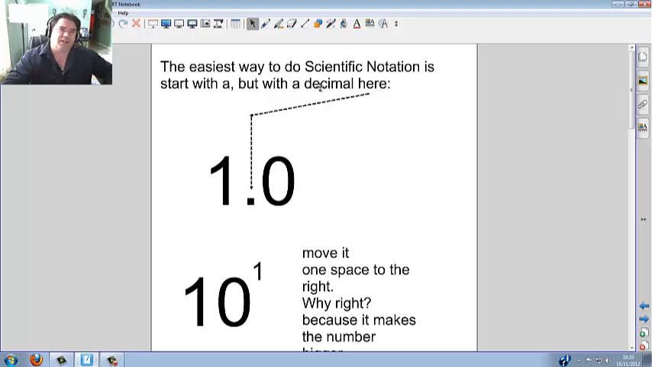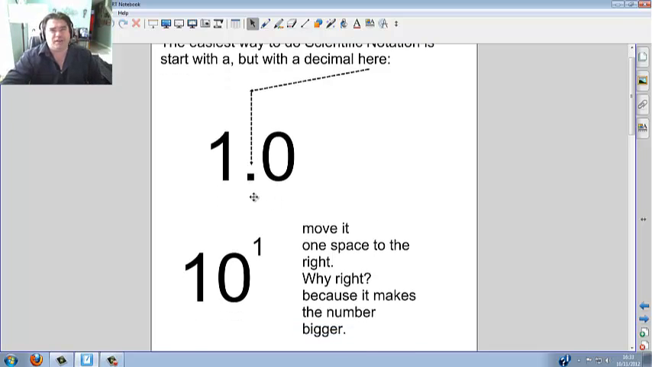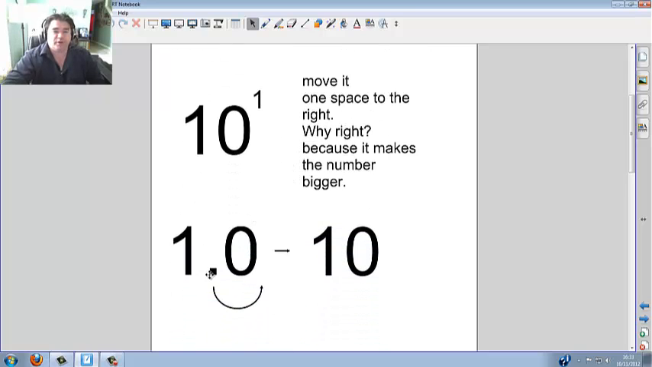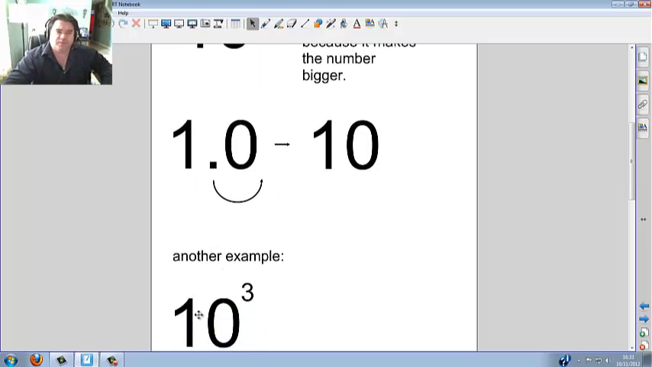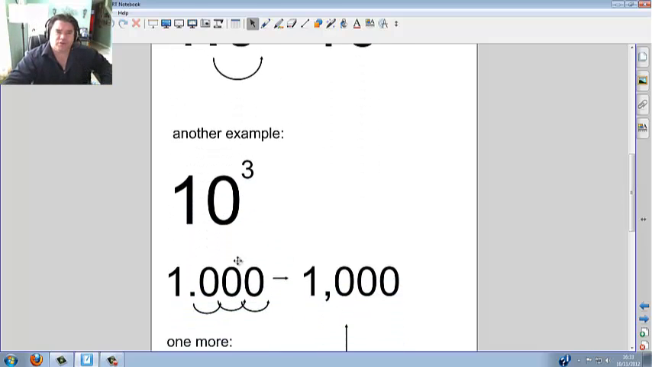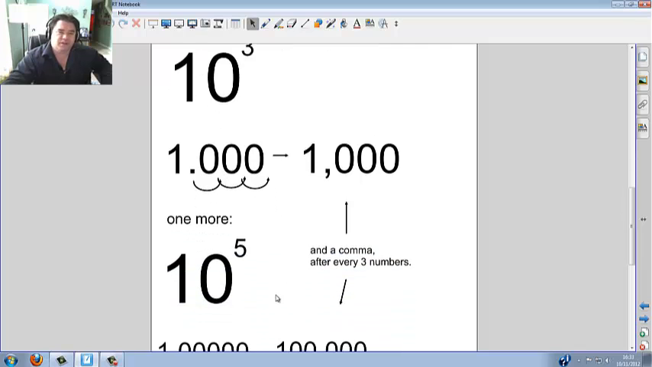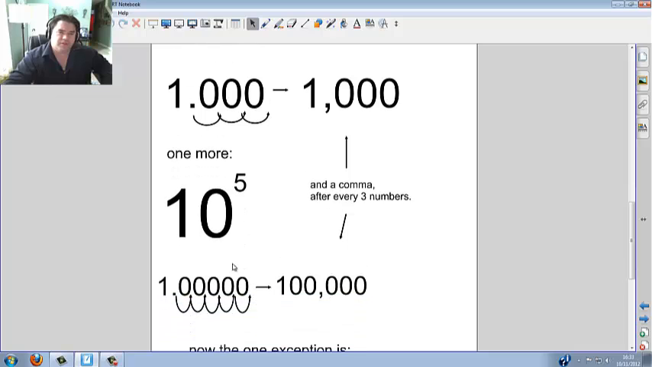The easiest way to do a scientific notation is to start with a 1, but put the decimal here. So 1.0. Now why do I do that? Because if you have 10 to the first, basically you have 1.0, you're going to move the decimal one space to the right to make 10. So 1.0, one space over, that's 10. Here's another example. 10 to the third power. So go ahead and go 3 spaces over. Becomes 1,000.